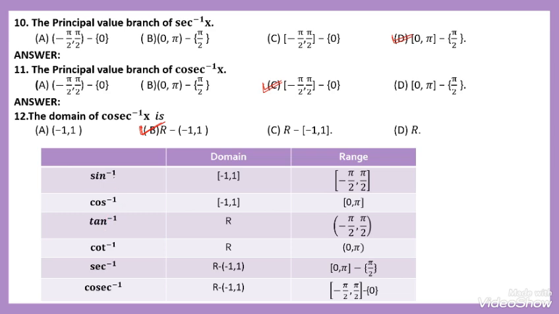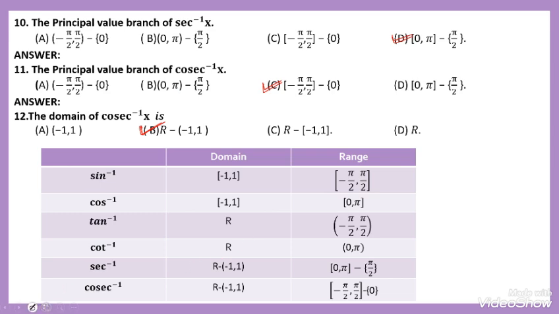Here, by giving the tabular column, this tabular column completely denotes the domain and range of all the inverse trigonometric functions. You have to remember the table. Don't forget this table, because there are 12 questions from this table. So we have to remember these domains and ranges of the inverse trigonometric functions.